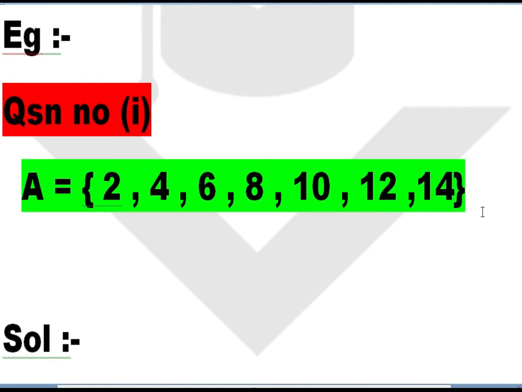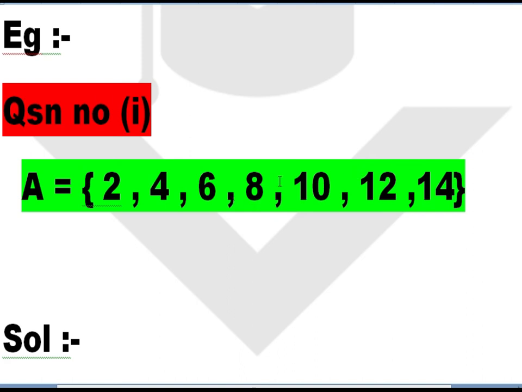And what is the speciality of these numbers? What kind of numbers are they? These are natural numbers. What is a natural number? The number that starts from 1. So all positive numbers which start from 1 are called natural numbers.